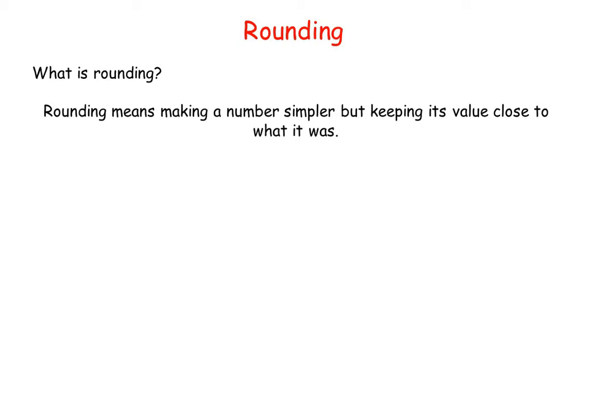So we're going to make some changes to the number when we round it, but we want to keep the value close to the original value. I will not have the exact same number, I will make some changes to the number, but still I need to be close to the original number.